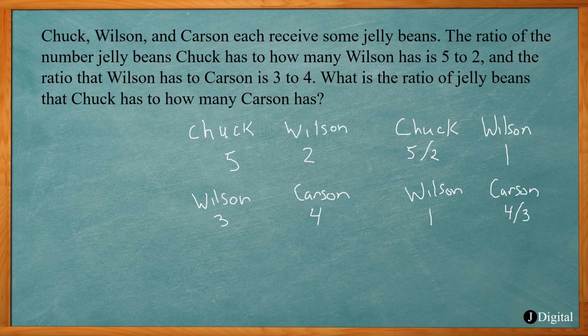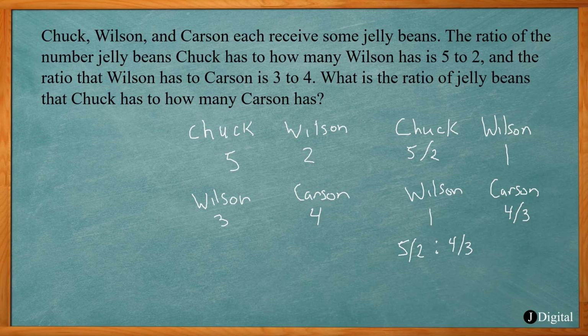Now I have 5 halves. Chuck is basically equal to 1 of Wilson, and 1 of Wilson is equal to 4/3 of Carson. So once Wilson is in terms of 1, if 1 is equal to 4/3 of Carson, and 1 is equal to 5 halves for Chuck, I just set those equal to each other. So basically 5 halves is to 4/3.